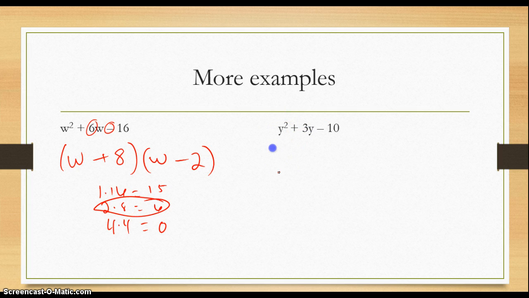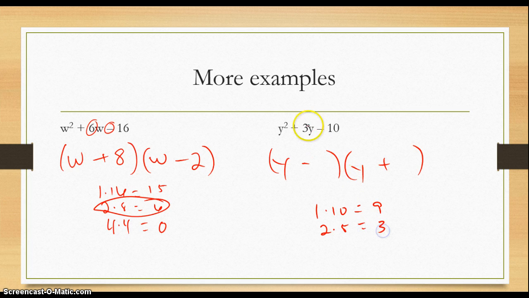So here, same thing, c is negative, plus minus. Y squared is made up by y times y. 1 times 10, 2 times 5. You get 9 and you get 3. My middle term is 3, so I'm going to use 5 and 2. So 5 and 2.